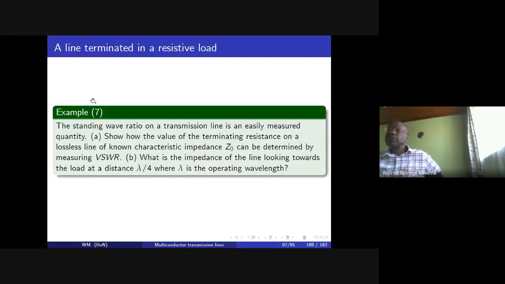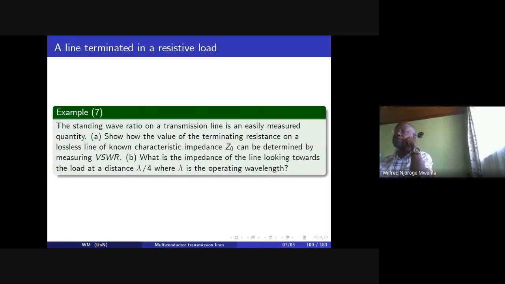And therefore, we look at the following example. The standing wave ratio on a transmission line is an easily measured quantity. That's just information I have given; it's of value to you to know that we can easily measure standing wave ratios. I don't know whether you have measured this in the lab, or used what we call a slotted line. I'm sure in the telecom labs you'll be able to measure the standing wave ratios on a line.